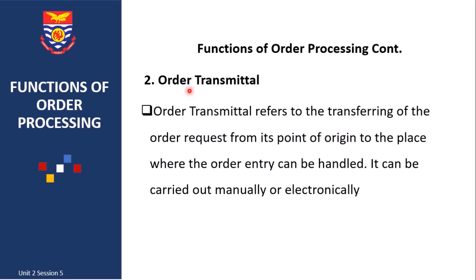Second order processing function is order transmittal. So this is where you transfer the request of the orders from the customers to the place where it will be handled. So if you are operating on a typical electronic system, you receive a customer order online, from a telephone call or something, or an online platform, then you make it available to the person who is responsible for processing the order. That's what we call order transmittal.